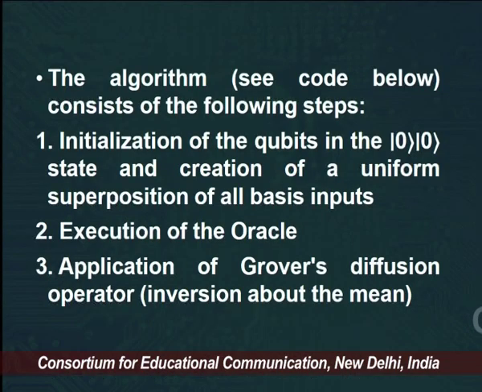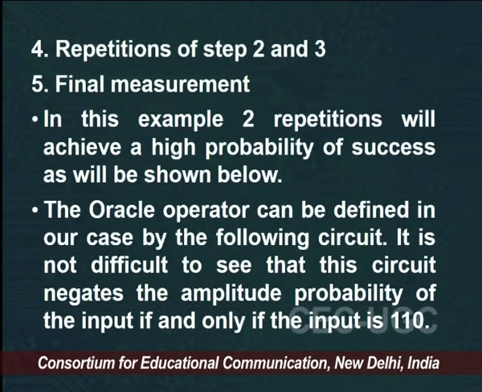So, what are the steps of this algorithm? First, the initialization of the qubits; second, execution of the oracle, the system that we are having; third is application of the diffusion operation; fourth is repetition; fifth is the final measurement. So, these are the various steps. The oracle function is followed by the Grover algorithm. So, this algorithm can be used to turn a complicated problem into a very simple problem.